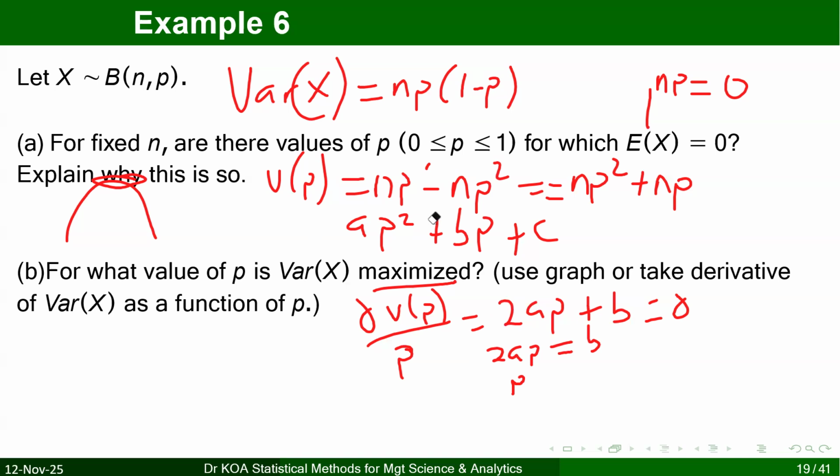But then this will be minus, do you agree with that? Yes, so that will be minus, because I've moved it to this side. So if I want P, I divide both sides by 2A. So you get minus B over 2A.